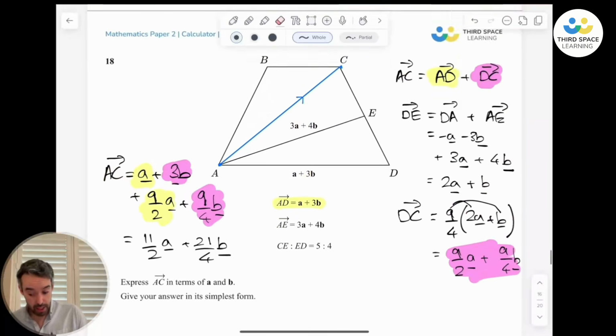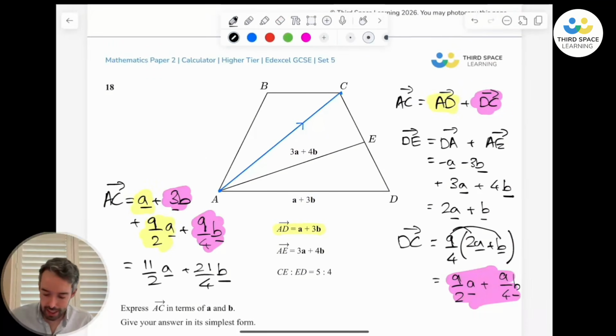Now this is worth 4 marks, and there's quite a lot going on here, so let's see where those marks come from. We get our first mark for a correct expression for D to E. Then another mark for using that ratio to work out that whole vector D to C. Another mark for adding them up along a correct pathway. In our case it was AC equals AD plus DC. And then our final mark is an accuracy mark, for our correct answer.